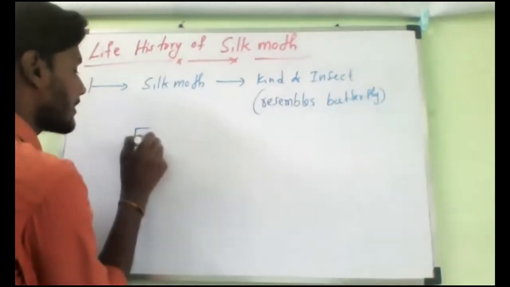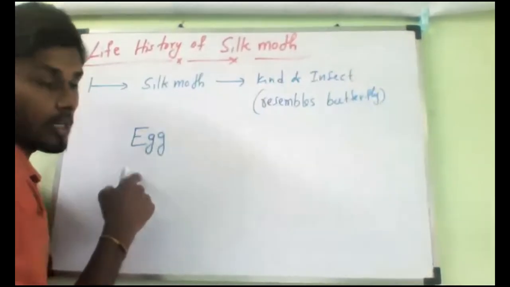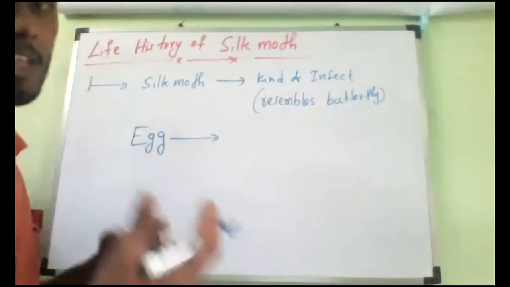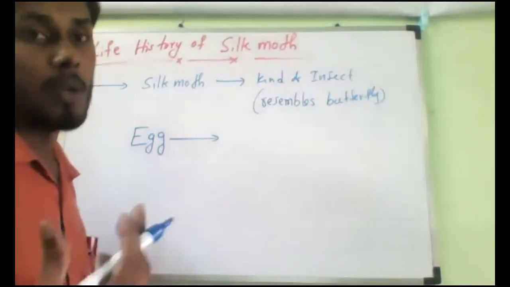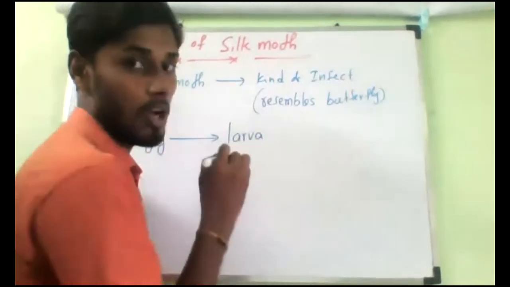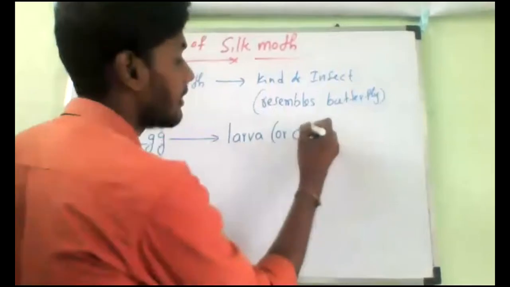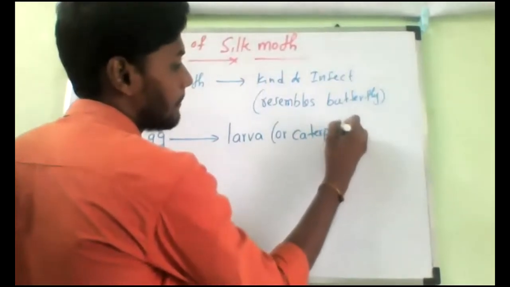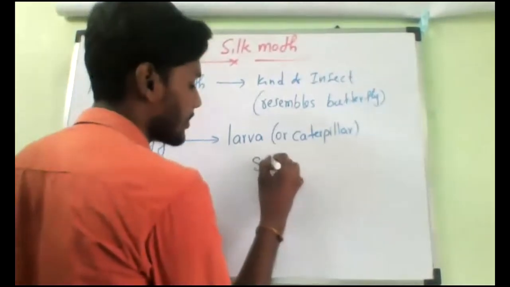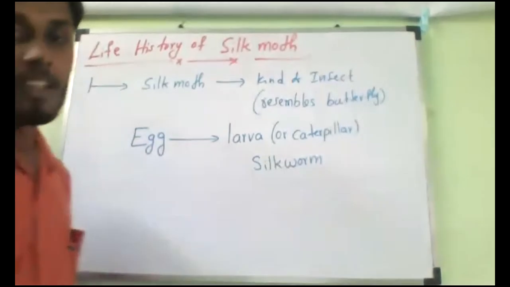Suppose the silk moth kept the eggs. Now these eggs, when the temperature increases, pass through a worm-like stage called larva. This larva, we can also call a caterpillar. We used to call it a silkworm. The caterpillar is only the silkworm.